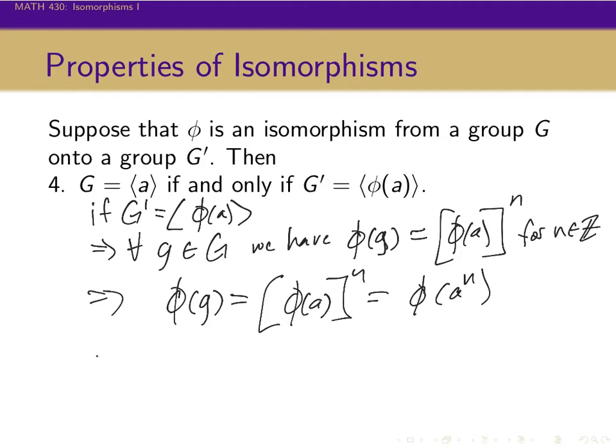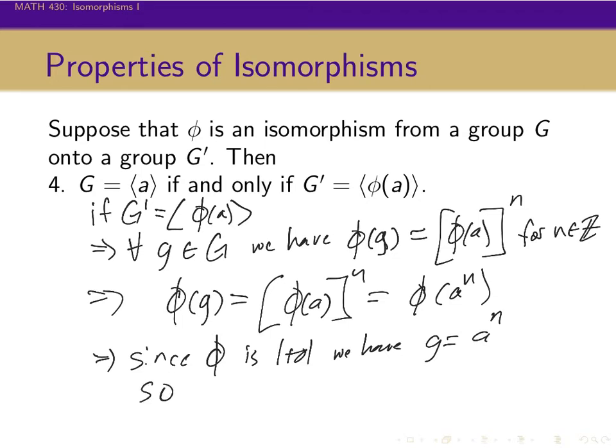And so then by one-to-oneness, since phi is one-to-one, we have that g has to equal a to the n, because they're equal to each other once we plug them into phi. And so then this finishes the proof for the other direction. So anything in G can be written as a power of a. So G is generated by a.